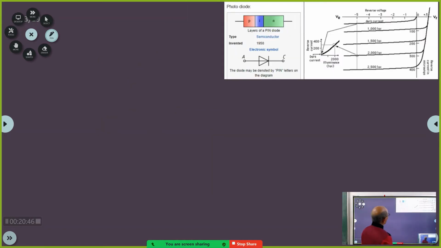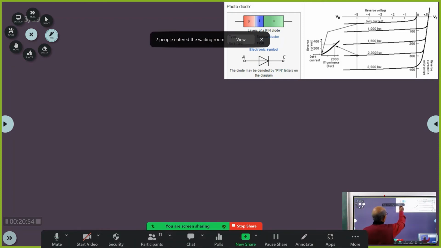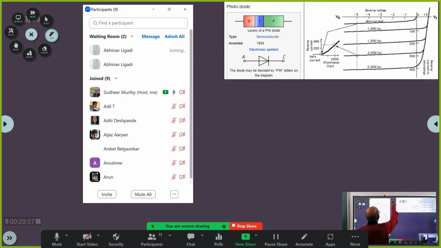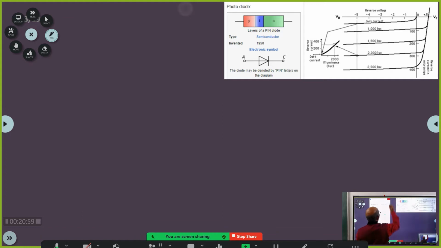Yes, sir. Now I will be teaching you a new topic, the photodiode. Photo means light, so photodiode. I think you would have known about this photodiode.